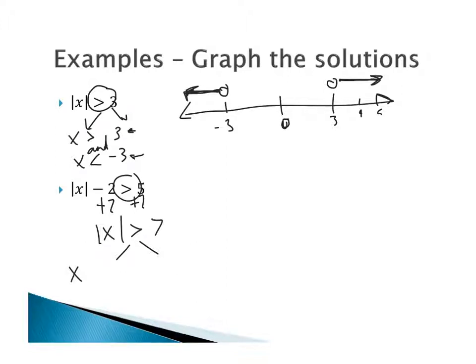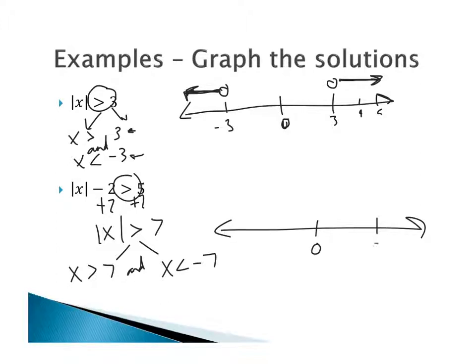x is greater than 7 and x is less than -7. Okay, number line again: 0, 7, -7, open circles. Greater than 7 would be to the right, less than -7 would be to the left. Now, do not move on until you understand this slide. Because if you don't understand this slide or the previous slide, it's going to be very difficult when we start actually solving complex equations.